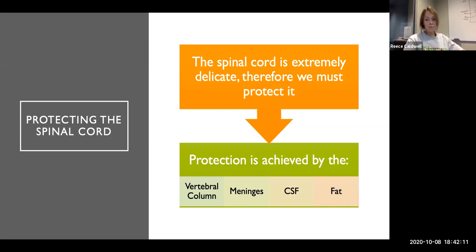So the spinal cord is so important and so delicate that we have to protect it. We protect it with the vertebral column, so of course the bones of the vertebra. If you remember when we looked at those, we have all those processes coming off of it and that big body. So the vertebral column serves as a major protection of the spinal cord. We also have meninges, which we'll look at in a little bit, cerebrospinal fluid, which we'll also look at, and fat or adipose tissue. So let's look at how those protect the spinal cord.